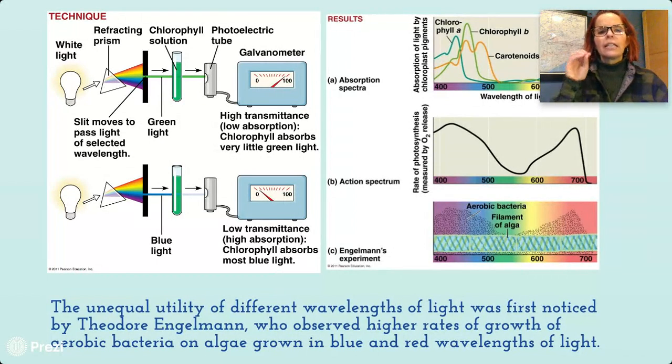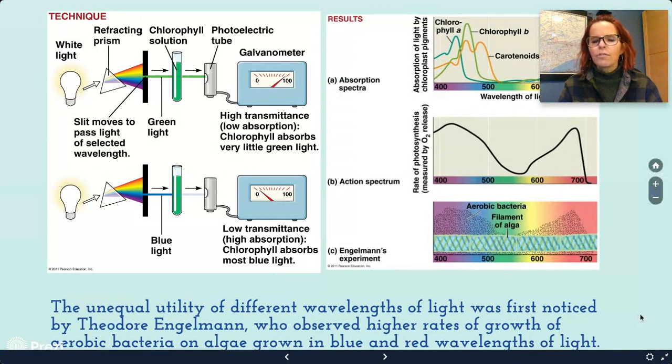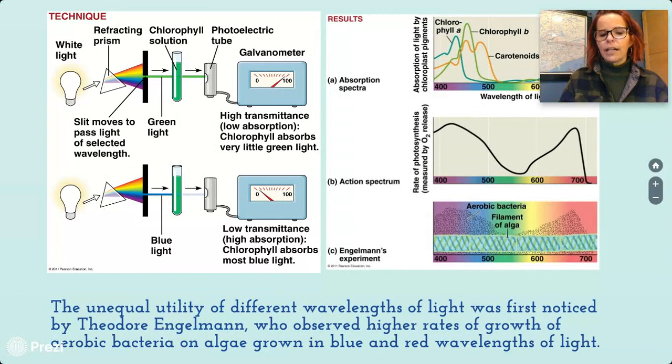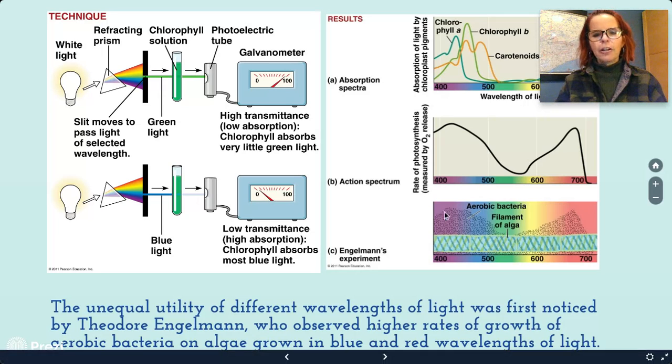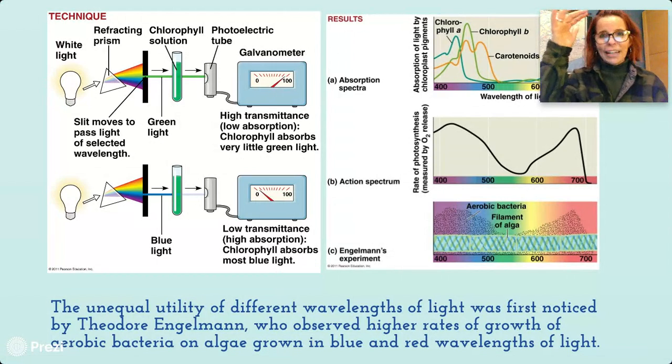Aerobic bacteria need oxygen. Now, it's important that I point out here that oxygen is a byproduct or a waste product of photosynthesis. So if there's a lot of photosynthesis, the aerobic bacteria are going to be happy. Okay, let's keep looking. It says he observed higher rates of growth of aerobic bacteria on algae grown in blue and red wavelengths of light. So let's take a look at this diagram. In the diagram, the dots or the little squiggles represent bacteria. And the higher number of bacteria we have, the more bacteria have been growing.